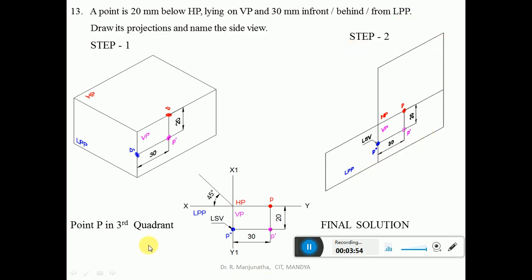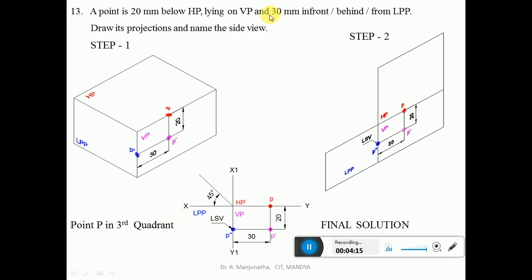Now we will solve the problem in the third quadrant in the sketchbook. First you draw the XY line and the X1Y1 line. Mark XY and X1Y1 and identify the planes. Because we are in the third quadrant, HP is written above and VP is written below, and LPP on the left side, adjacent to VP.